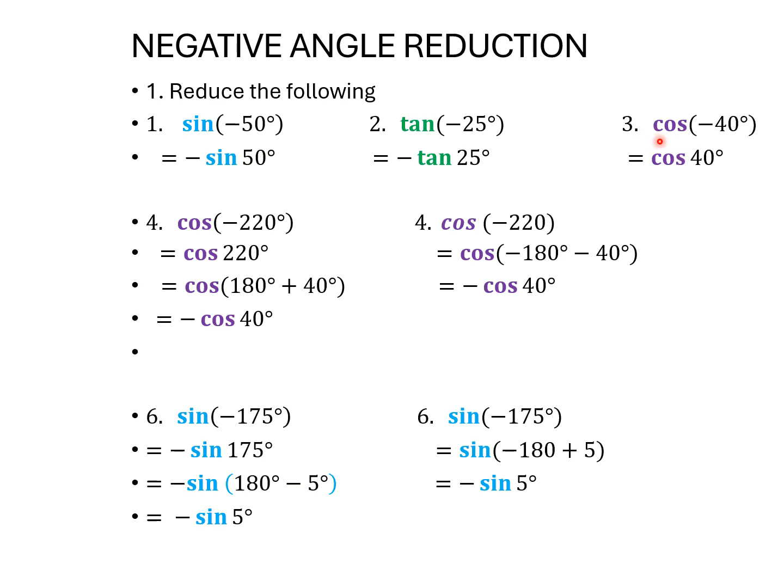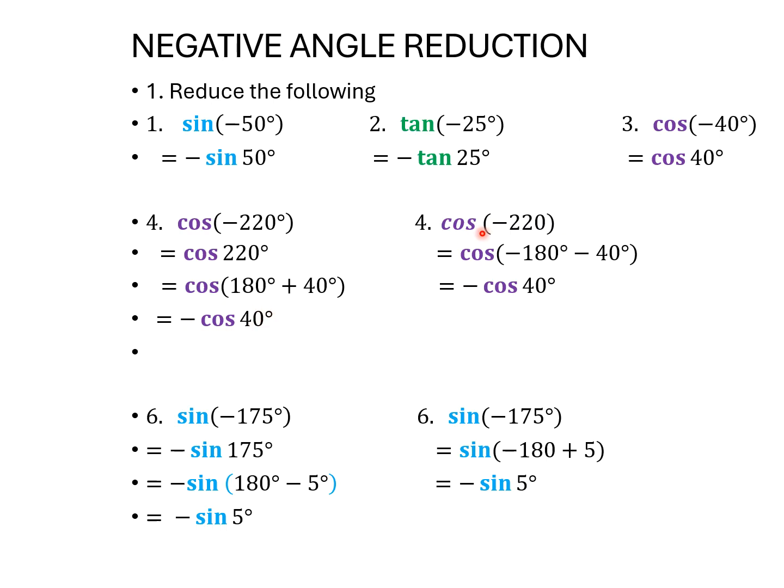Number 3, they gave us cos negative 40. So negative 40 falls in the fourth quadrant, where cos is positive, and it simply becomes cos 40 degrees. Then they give you cos negative 220. There are two ways I can go about it. First, take the negative angle as being in the fourth quadrant, where cos is positive, so it becomes positive cos 220. Then 220 is the same as cos of 180 plus 40. So 180 plus 40 gives me 220. 180 plus 40 falls in the third quadrant.